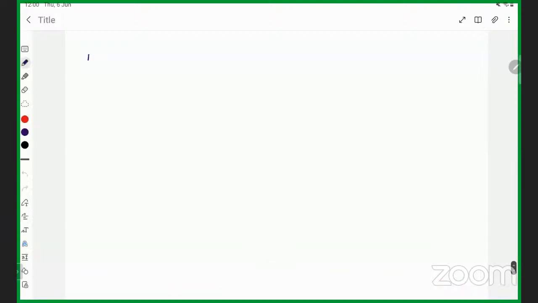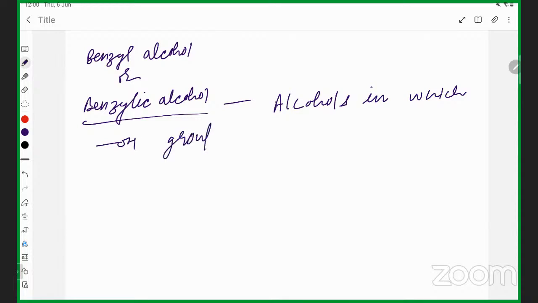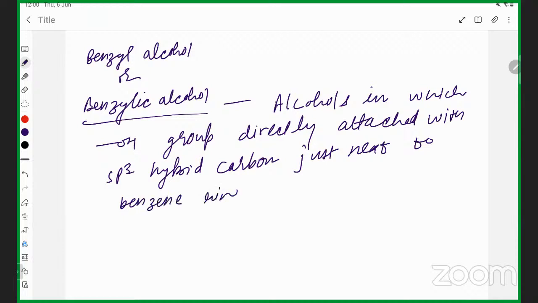First of all, benzyl alcohol you were studying. Benzyl alcohol or benzylic alcohol. Alcohols in which OH group is directly attached with sp3 hybrid carbon just next to benzene ring is called benzylic alcohol.